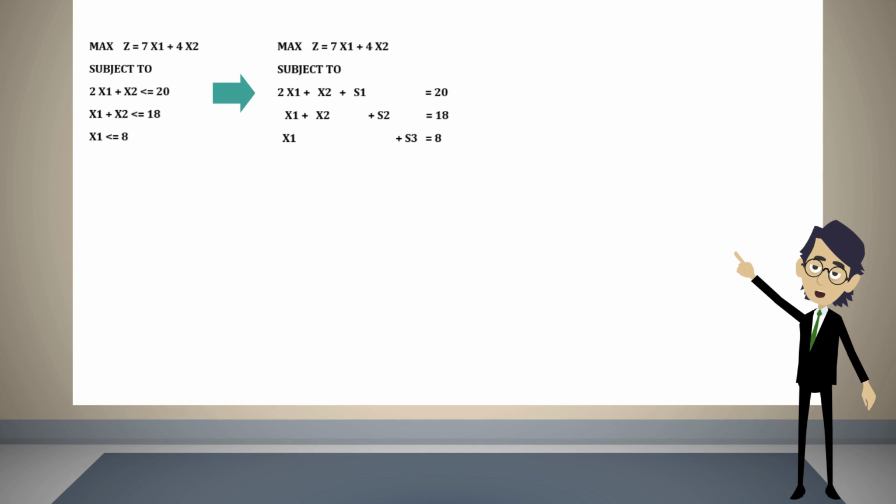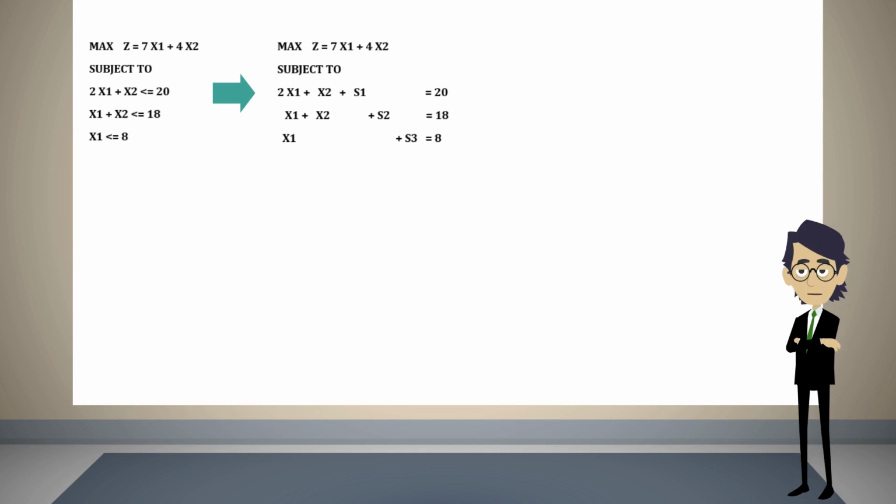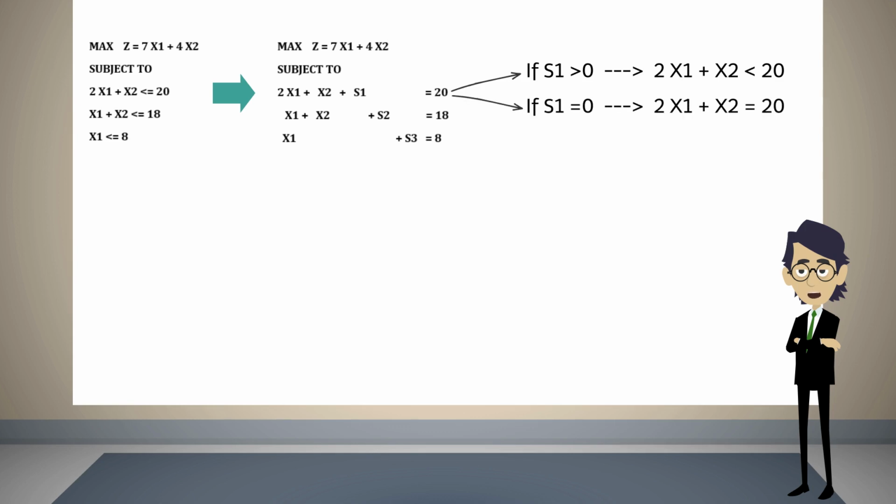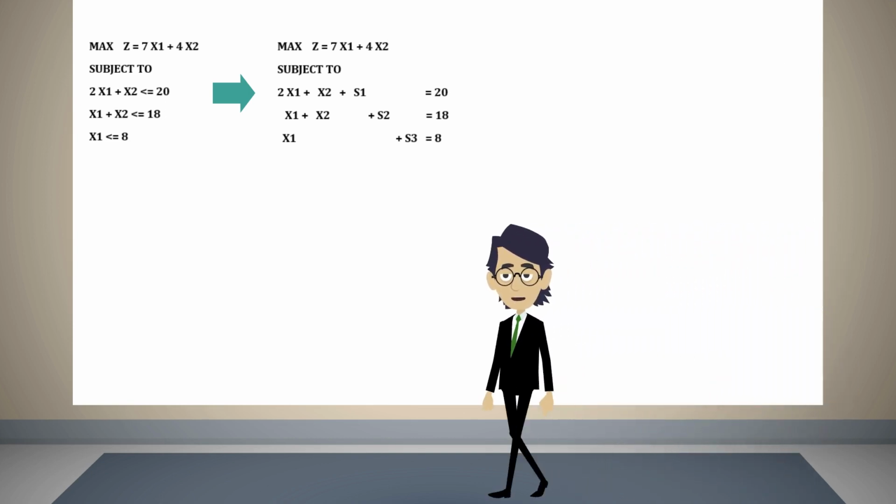The variables that were added are called slack variables, and they must also satisfy the non-negativity constraint. That is, these variables are also greater than or equal to 0. For instance, think about the first constraint. If the value of s1 is greater than 0, then the value of 2x1 plus x2 will be smaller than 20. And if the value of s1 is 0, then the value of 2x1 plus x2 will be equal to 20. In this way, the constraint 2x1 plus x2 less than or equal to 20 is satisfied. The same applies to the second and third constraints.